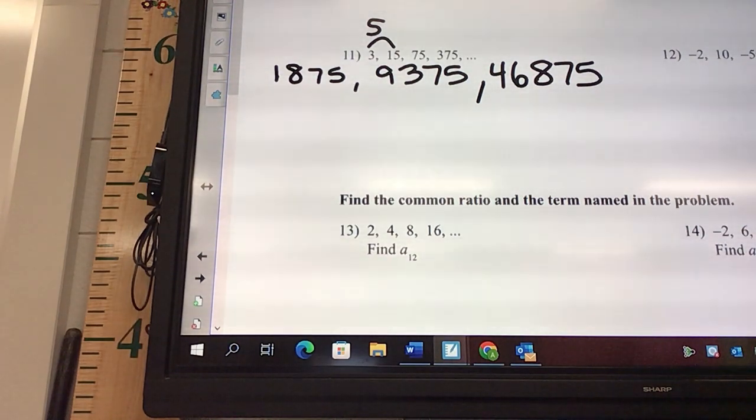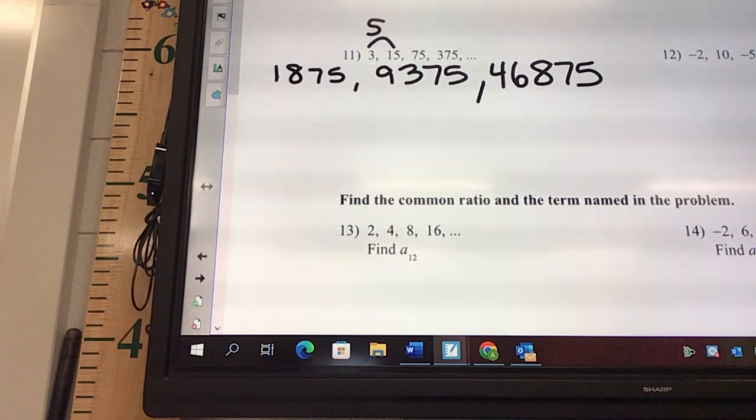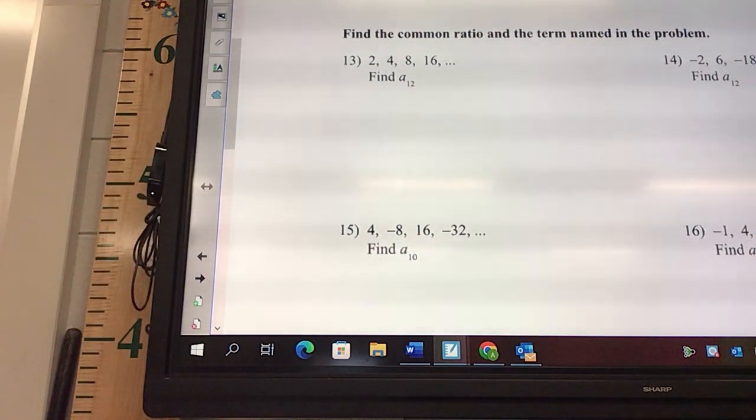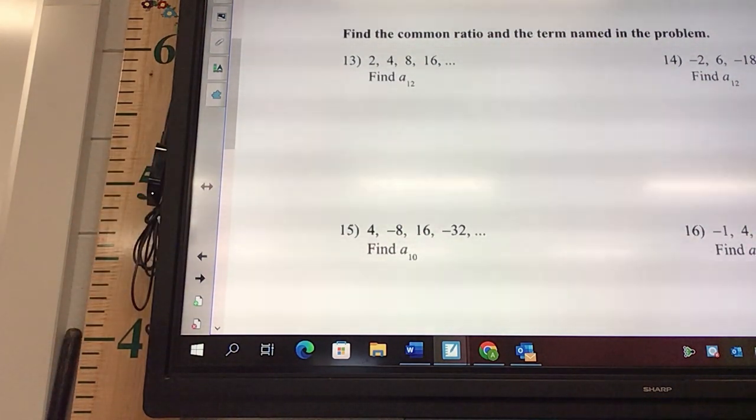Okay, if you are not on 13, get on 13. This is the new stuff, okay? So first of all, obviously read the instructions. It says find the common ratio, which we already know how to do. If we can find the common ratio, that means it is geometric. And then they want you to name the term and the name problem, okay? And there is a formula for this. First of all, write down the formula on your sheet.